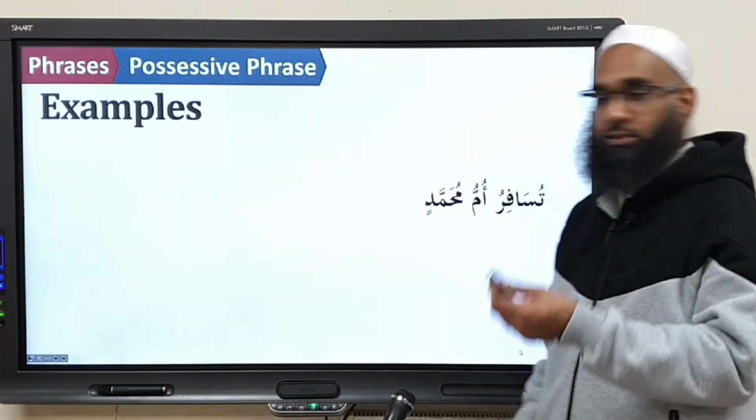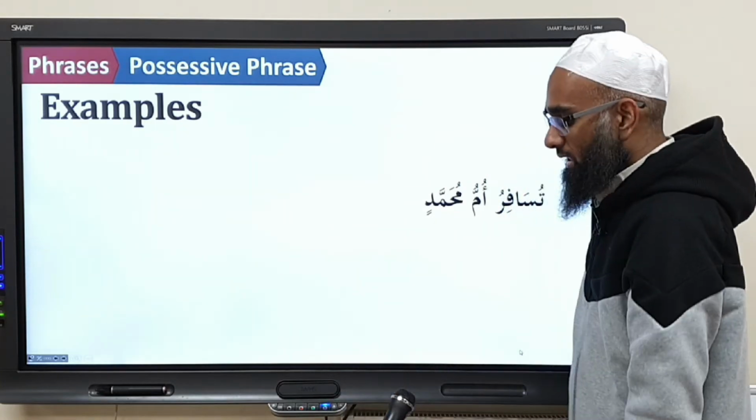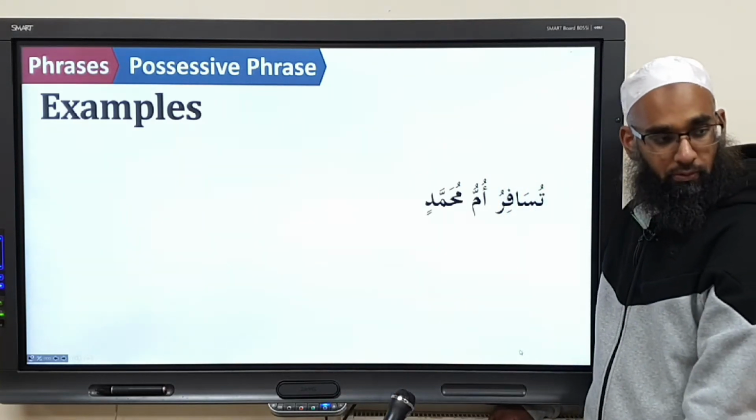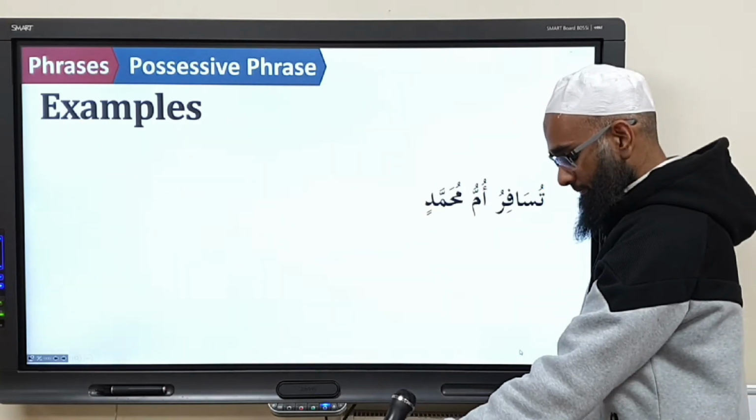Arabic. So let's try a few examples. Who was last? Your turn. Ji. So this is a sentence. How do you tarkib of this? Is it jumlatun ismiya or jumlatun fa'liya?